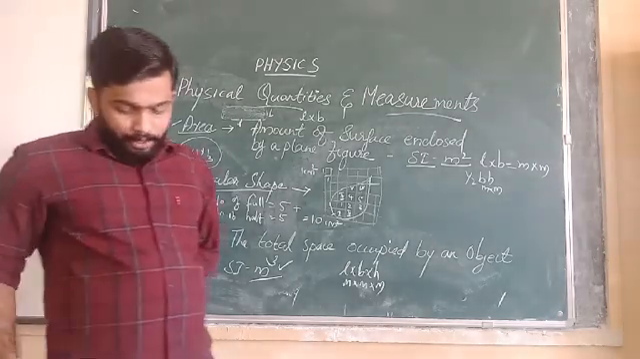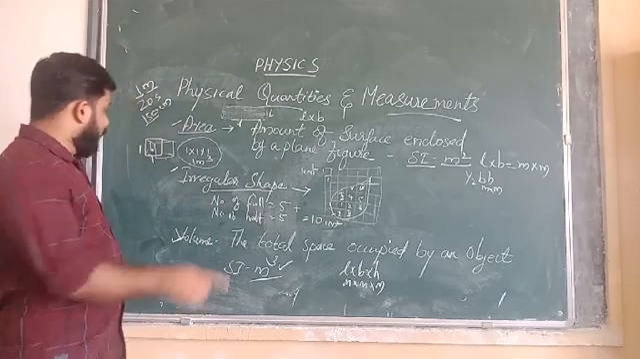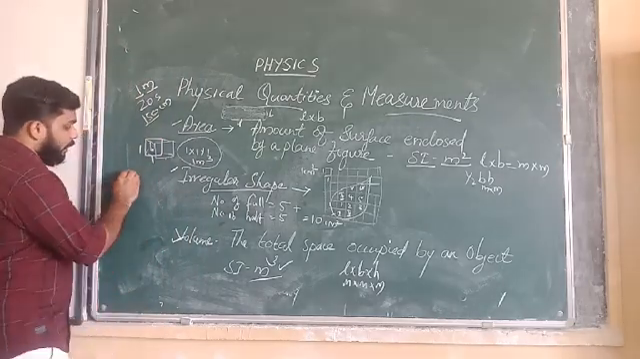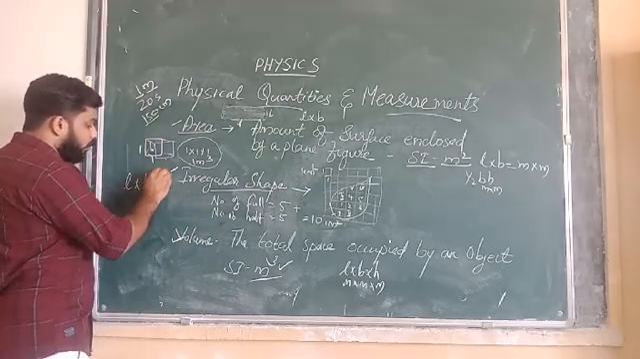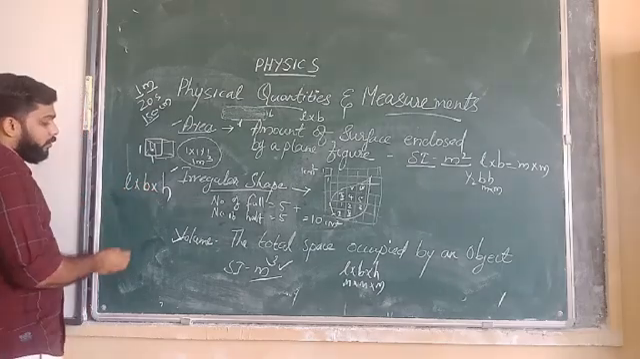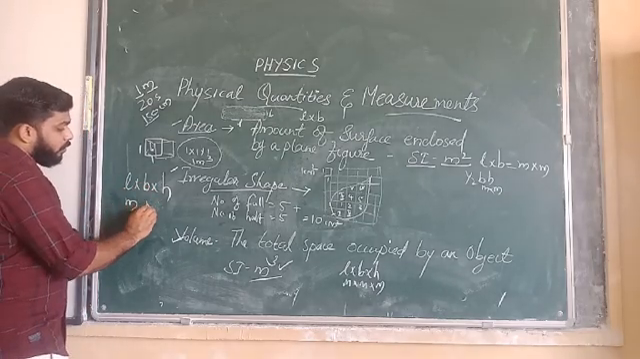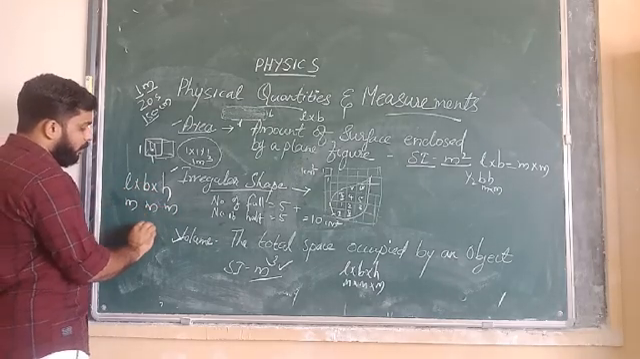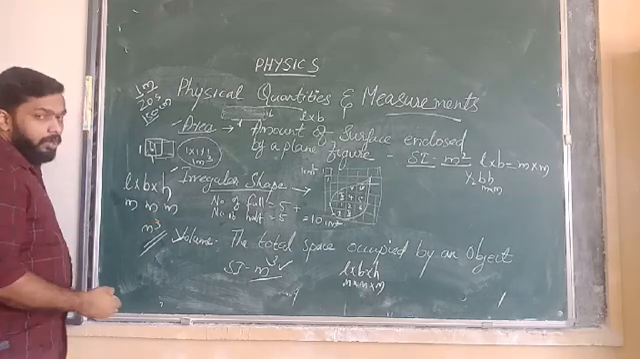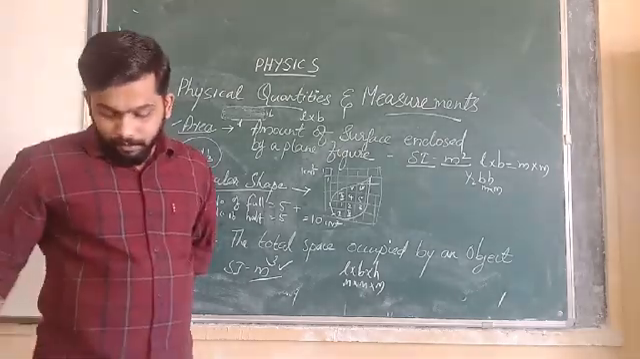Then if it is a cuboid, what will we consider? If it is a cuboid, then we will consider length into breadth into height. Length into breadth into height, this in meter, this also in meter, and this one also in meter, will be meter cube. So this is the answer.